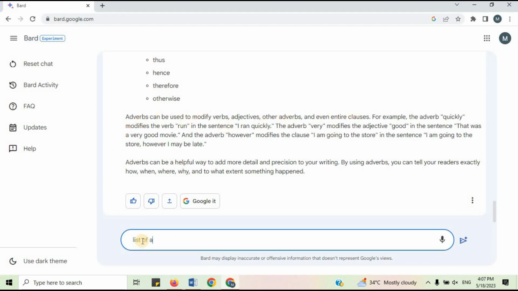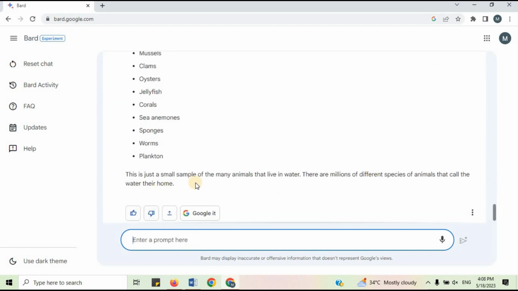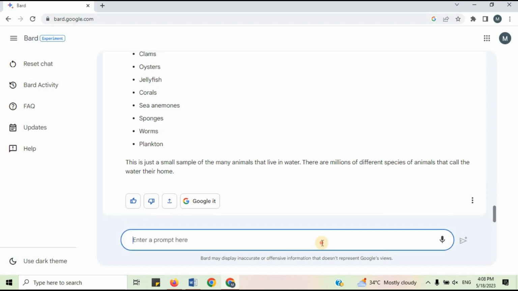Now I will say to write a list of animals that live in water. Here is a list of animals that live in water. This is just a small sample of the many animals that live in water. There are millions of different species of animals that call the water their home.